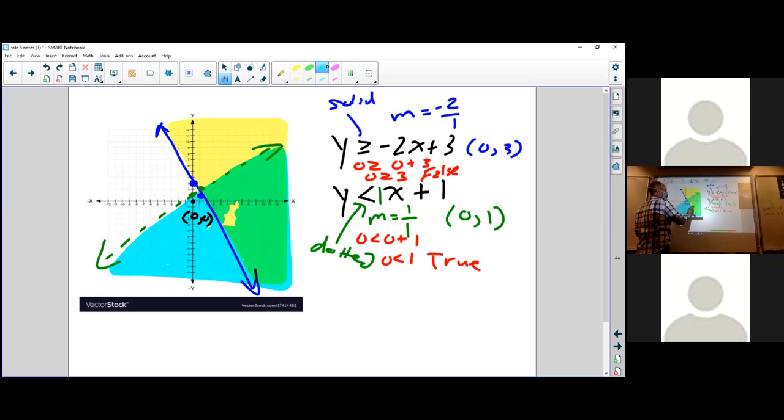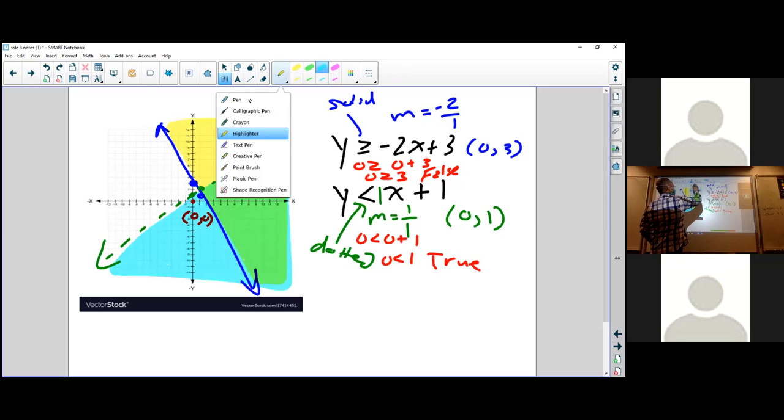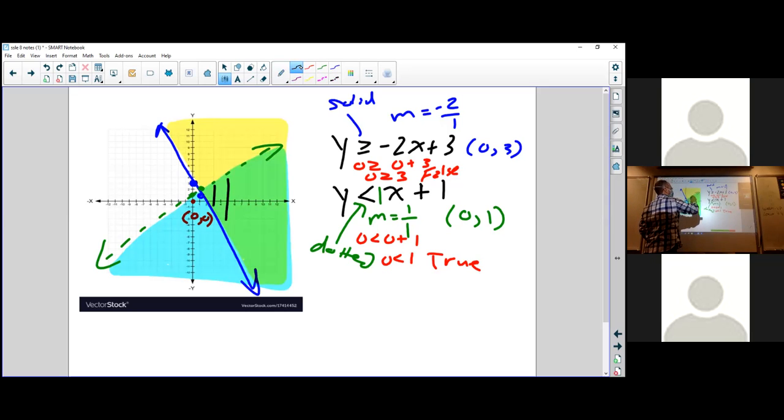My friends, which region is our true answer? The green. So my solution to this exists in here. Okay, that's my solution. Again, when there's an inequality sign or 2 inequality signs, I'm not worried about where they intersect. The main thing is getting that test point.